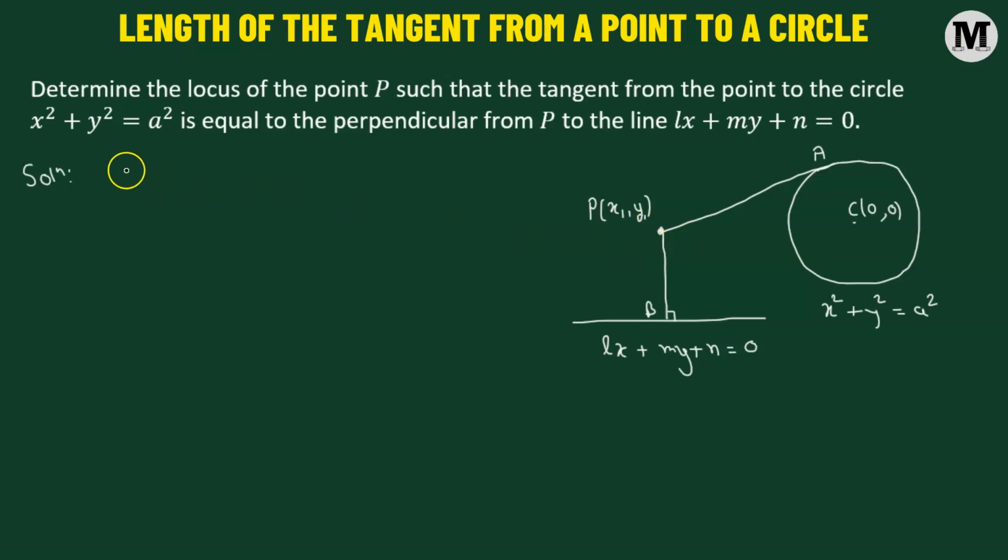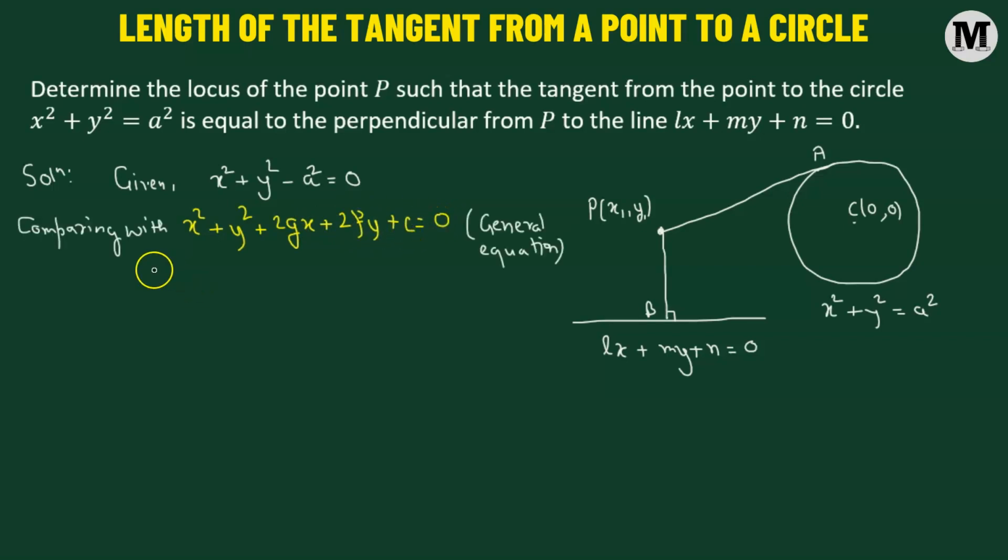Let us begin. So here we will start with the given equation of the circle. So we have x squared plus y squared equals a squared, but we'll transpose a squared to the left hand side. This will be equal to 0. Now we're going to compare it with the general equation of a circle, which is given by x squared plus y squared plus 2gx plus 2fy plus c equals 0. So 2g will be equal to 0, 2f will be equal to 0 as well, and the c value will be equal to negative a squared.